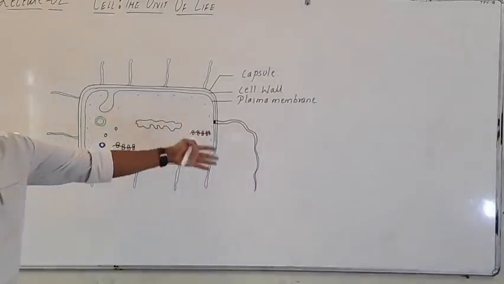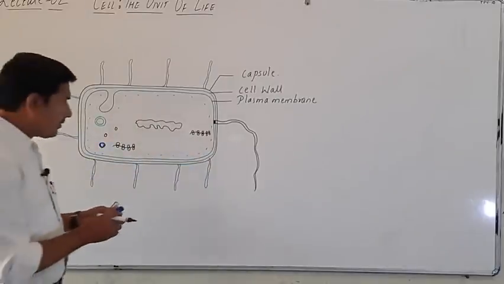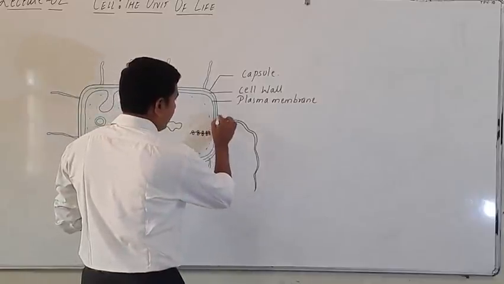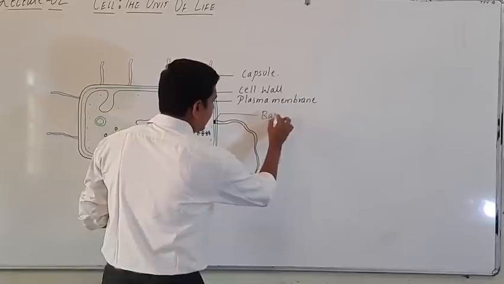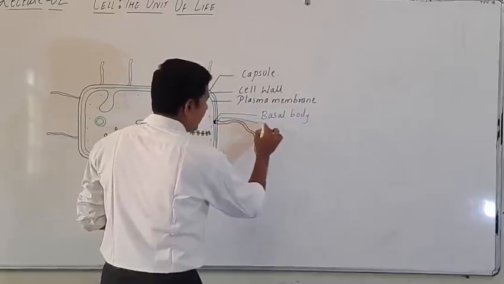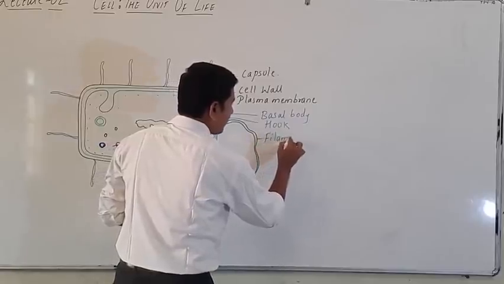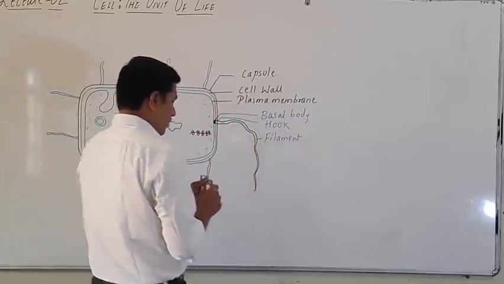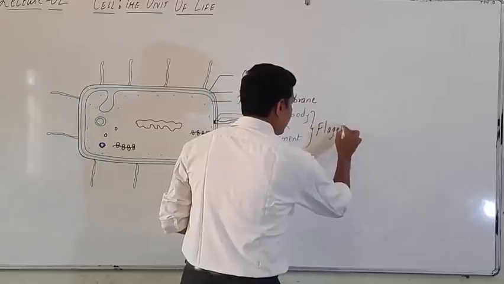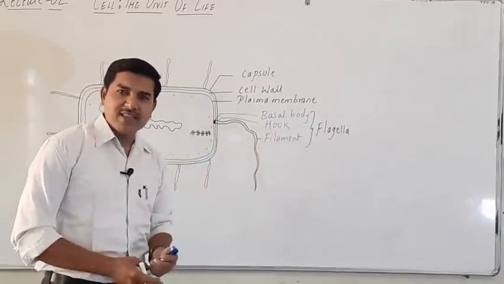Then in the part of the flagella, we divide it into the basal body. This first one is the basal body, the second part is a hook, the third part is the filament. Now all these three together we call a flagella. That helps in movement.